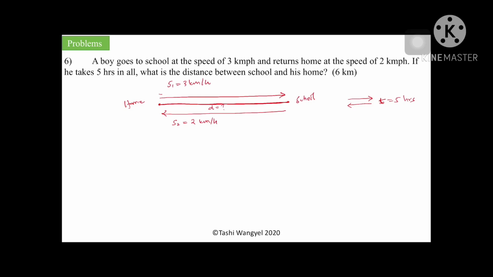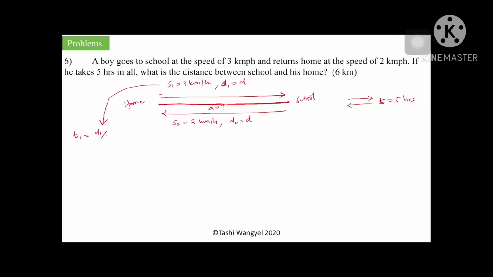So the total distance from school to home is based on the distance. In the first case, he has to cover this distance from home to school, so the distance is D. In the second case, from school to home, the distance is D as well. The total time is 5 hours, so we find the time T1 plus T2.